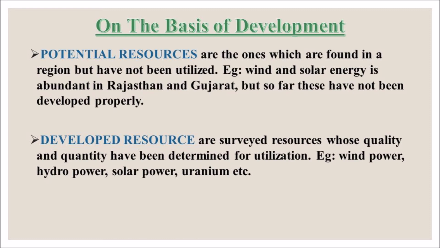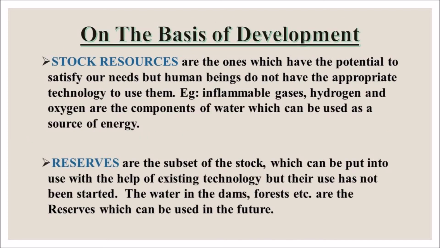And the formal definitions for these resources are, let me read, children. Potential resources are the ones which are found in a region but have not been utilized. Example, wind and solar energy is abundant in Rajasthan and Gujarat, but so far these have not been developed properly. Second one, developed resources. These are surveyed resources whose quality and quantity have been determined for utilization. Example, wind power, hydropower, solar power, uranium, etc.